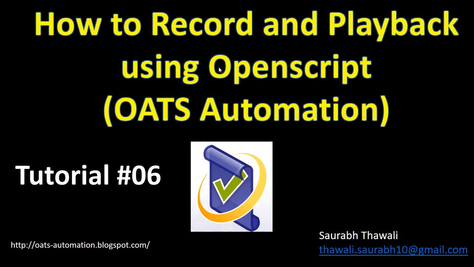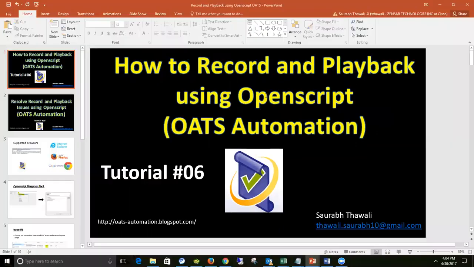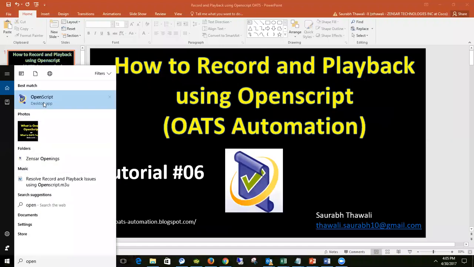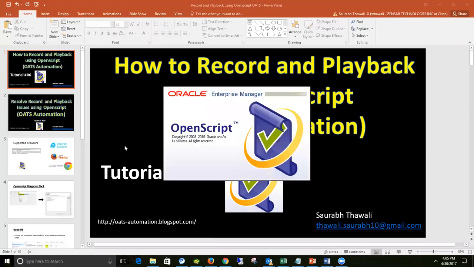So first of all, try to open OpenScript. To the Windows 7 users and those who do not have admin access, I will suggest opening OpenScript using administrator privilege. And how to do that? Right click on OpenScript and run as administrator. Try to open OpenScript normally first, and during the record, if you are facing an issue, then the next thing you should try is to open it using administrator privilege.